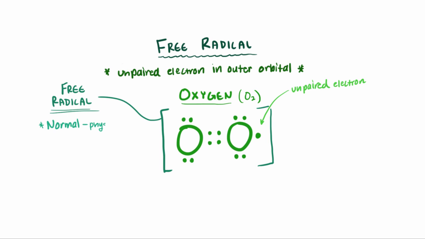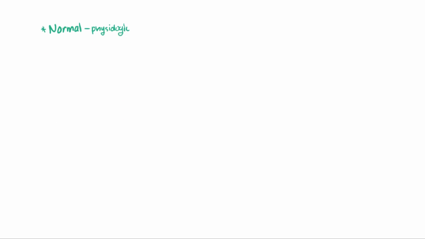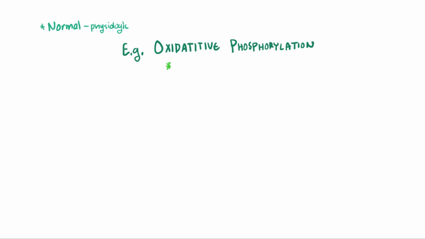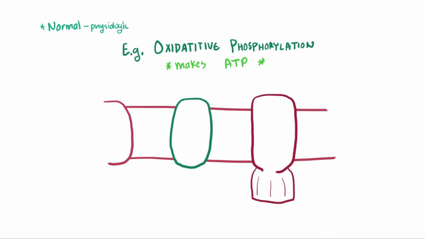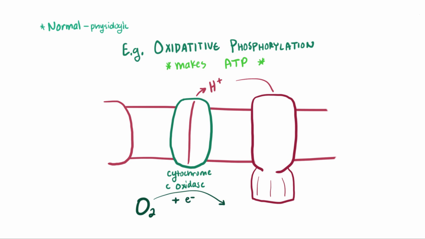Now, free radicals are generated both normally in physiologic conditions and abnormally in pathological conditions. Physiologically, so we're talking normal conditions, it can happen during oxidative phosphorylation, which we know is a super important process in our cells to help make ATP. During this process, you've got this molecule called cytochrome C oxidase, or sometimes just known as complex 4. This molecule transfers electrons to oxygen, and oxygen gladly accepts those electrons. And this in turn causes the mitochondrial matrix to pump protons out, and this creates our proton gradient and drives the production of ATP.